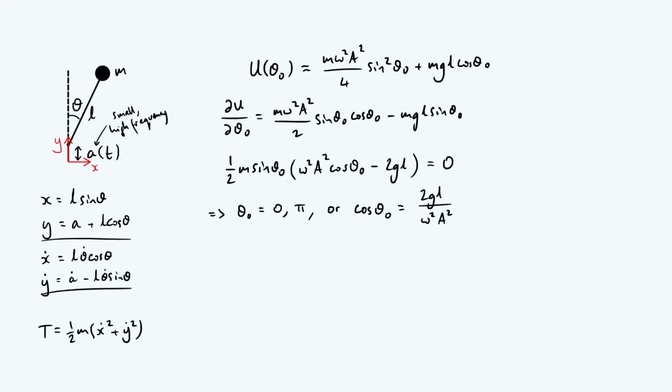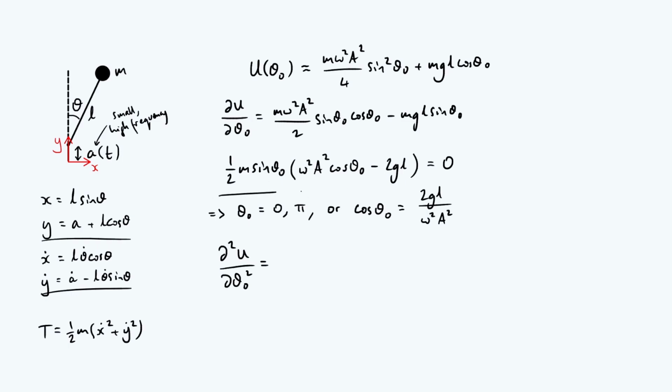It is worth, I think, pointing out at this stage that the 0 and pi solutions would have existed without the vibration. So just for the classic simple pendulum, this extra solution has been introduced by the vibration, so that's kind of interesting, but it's not the most interesting feature. The most interesting feature is the stability of the theta equals 0 position, which is what we're going to investigate next. Right, so for stability, we care about the second derivative of the potential energy, so d2u by d theta naught squared. I'm going to do it using the product rule.